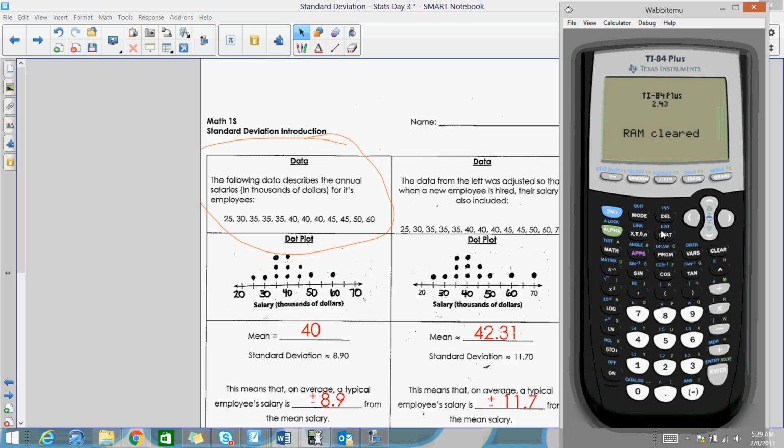So now, to put this data, 25, 30, 35, all this stuff over here that I circled, into our calculator, we hit these buttons. Ready? We hit stat, and then we go to edit. We just hit enter right away, and now we have our columns. So you're just going to type in your data. After each number, you're going to hit enter. And all you're going to do is type in all of your data.